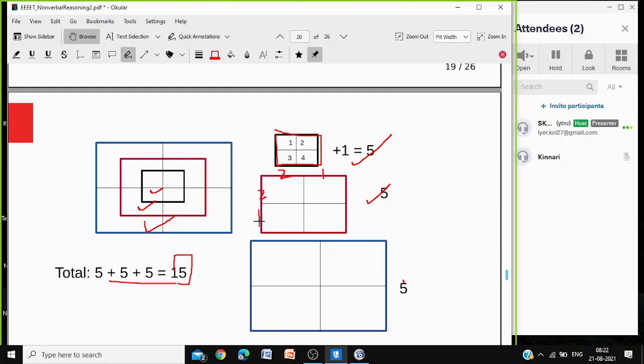So what we'll do? 2 into 2, 4, plus 1 into 1, 1. So 4 plus 1. That also you can do. Anyway, you will be getting 5 squares. So 5 squares for each square embedded. So for 3 you will get 15. Okay, Betty?